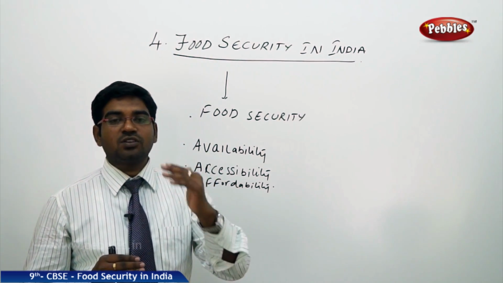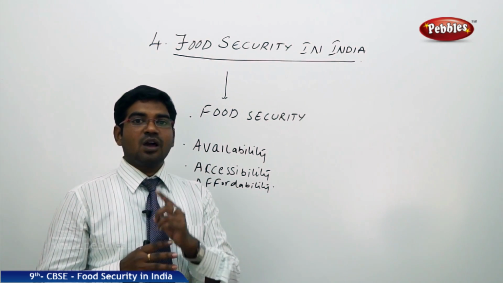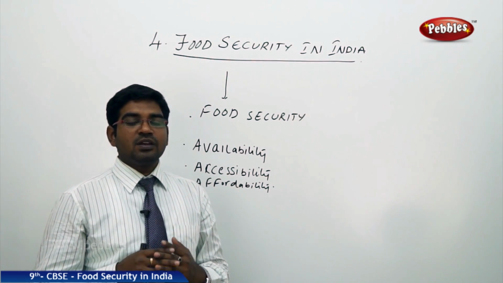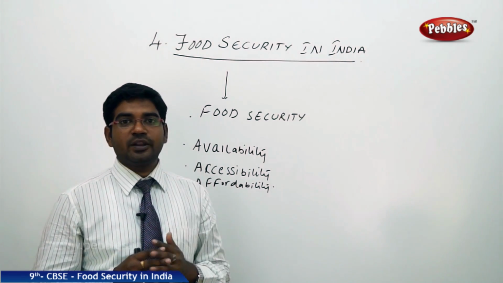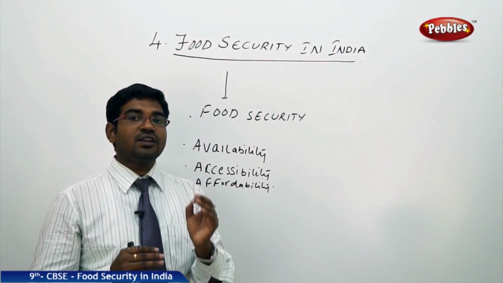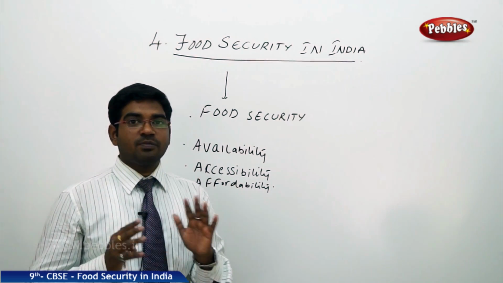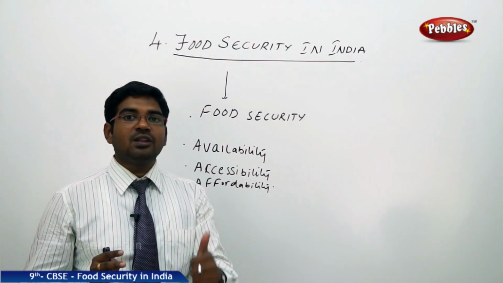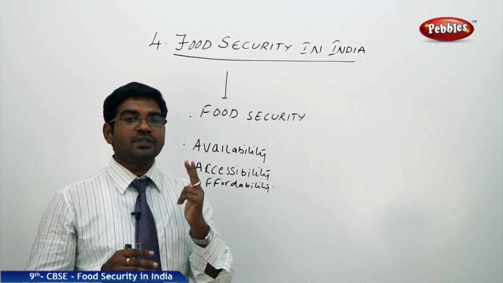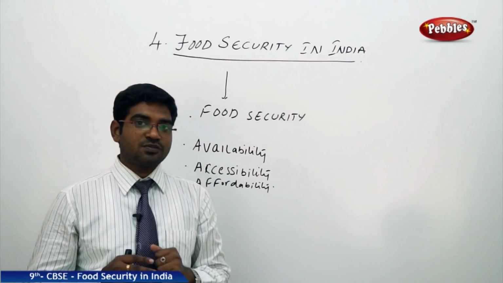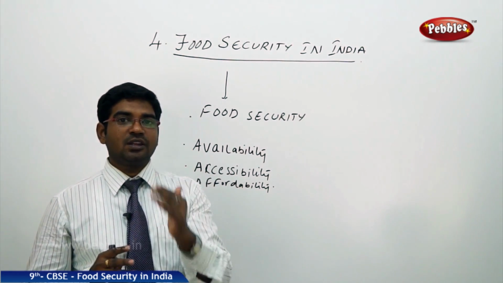If the cost of rice or wheat is 50 rupees per kg and the daily wage of a common man is 40 rupees per day, it is not reachable to him. So he cannot afford it. These kinds of situations are known as non-affordability. So non-affordability should not be there. It should be available to all of them, accessible to all of them, and at the same time, it should be at a reachable cost where they can purchase it within their purchasing limit.